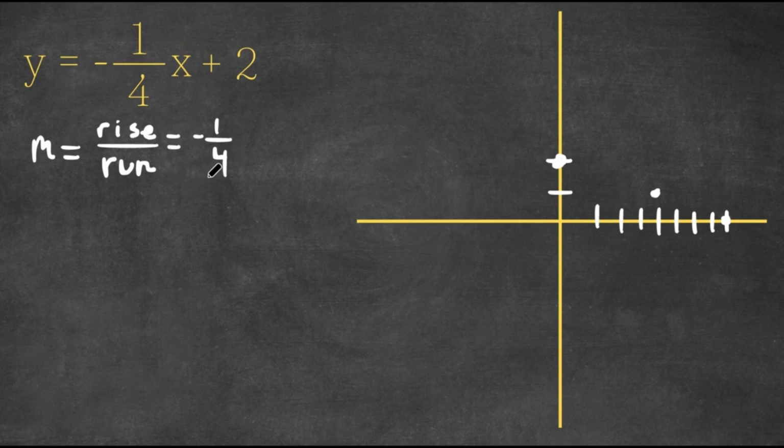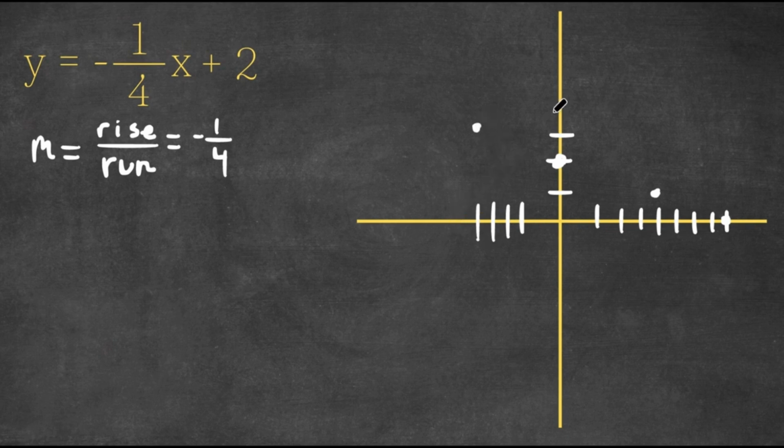Now let's try doing it the other way. Let's have a positive rise and a negative run. So now we're going to go up by 1, and we're going to go to the left by 4. So 1, 2, 3, 4. It's going to be over here.